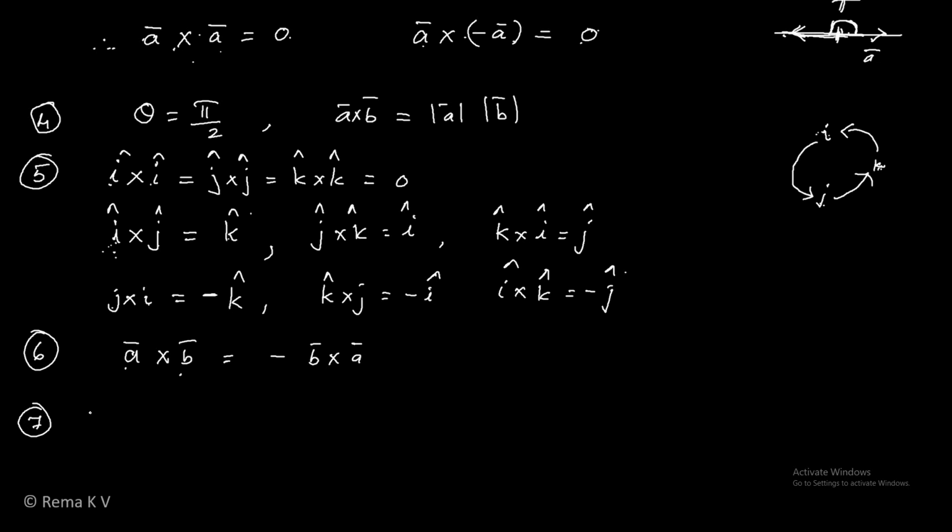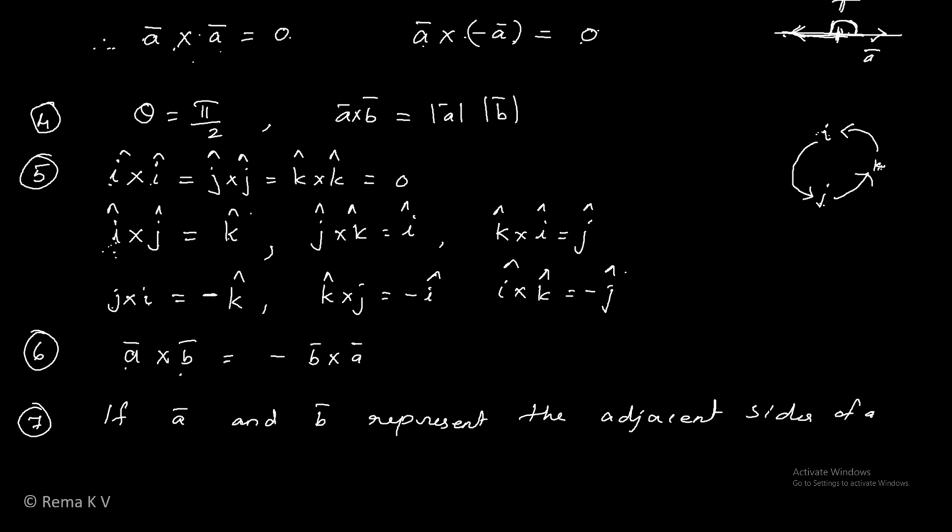Now the next result is, if A and B represent the adjacent sides of a triangle, its area is given by half modulus A cross B. If A and B represent the adjacent sides of a triangle, then its area is equal to half of modulus of A cross B.